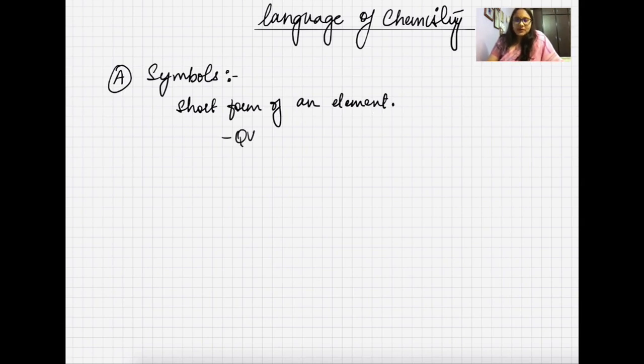Okay, now what is a symbol? Symbol is basically a short form of an element. When you represent any element by writing a short form, the shorthand form of writing the element is called the symbol. So a symbol has two kinds of meanings. When you look at a symbol, you can get two pieces of information.